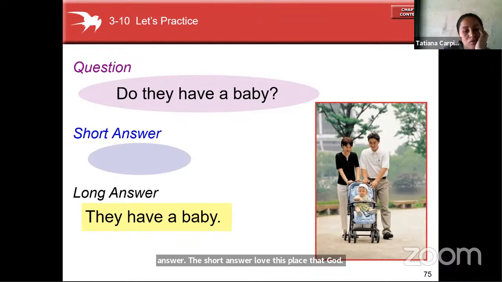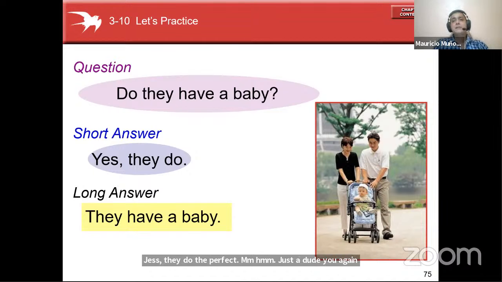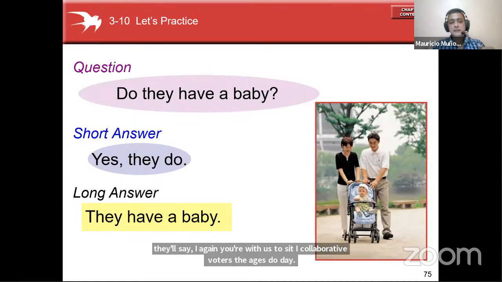Yes, they do. Perfect. Yes, they do. You cannot say I, okay? No puedes decir I, que la pregunta es de ellos. Do they? Yes, they do. They have a baby. Excellent.